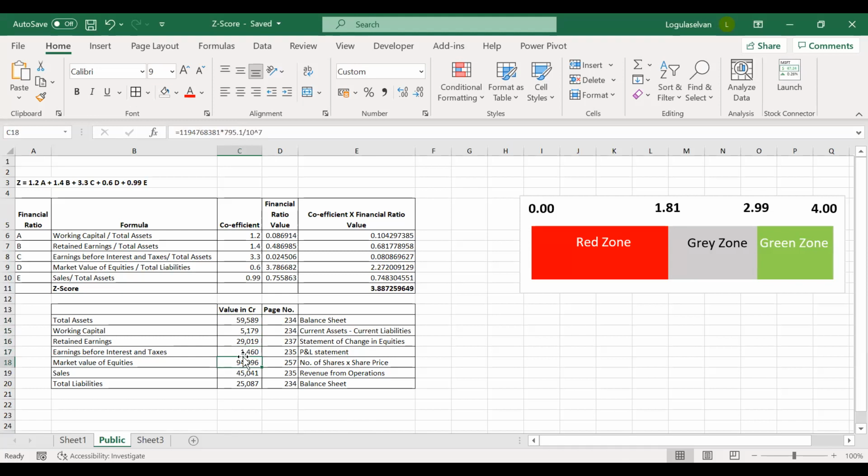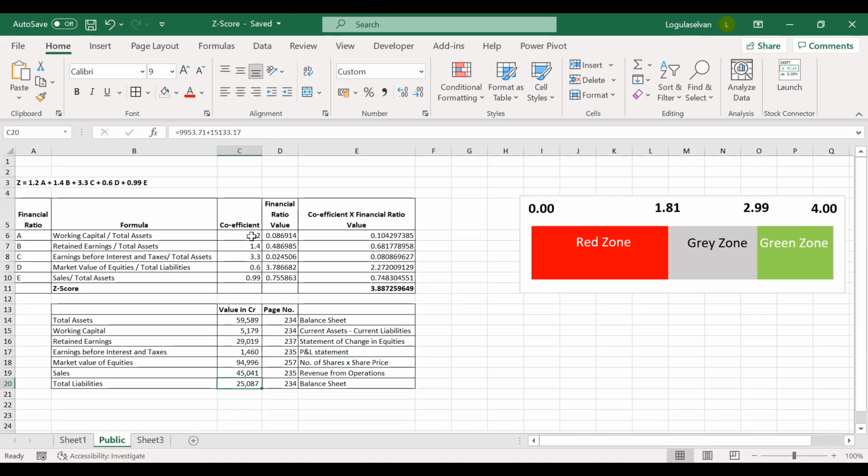Then market value, which is the market capitalization of the company. I have calculated it by number of shares multiplied by share price. The value of all other financial data is in crores, so I have divided that by 10 to the power of 7 and converted that value also into crores. So revenue from operations is the sales. I have captured that data also. Then total liabilities, which is the non-current and current liabilities, the total value.